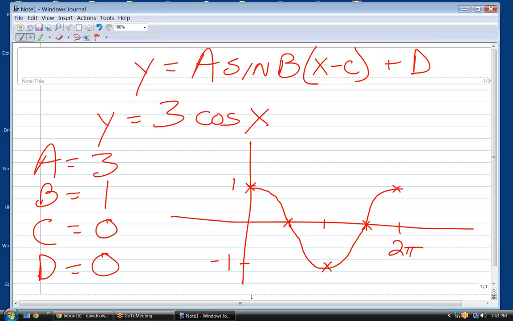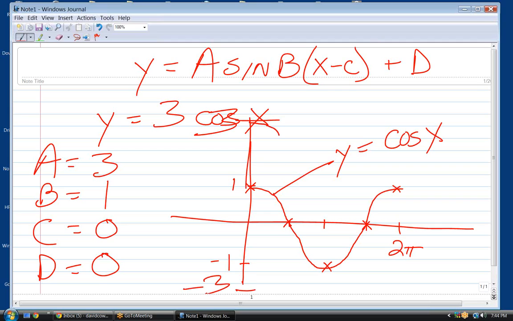What's the only difference between this, which is y equals cosine x, and what we're looking at? What's the effect of the 3? It's a vertical stretch by a factor of 3. It does change the shape of the curve. In other words, it goes all the way up to 3 and all the way down to -3. So it looks a little steeper. It still goes through the same quarter points, but it just looks like your normal cosine curve stretched.